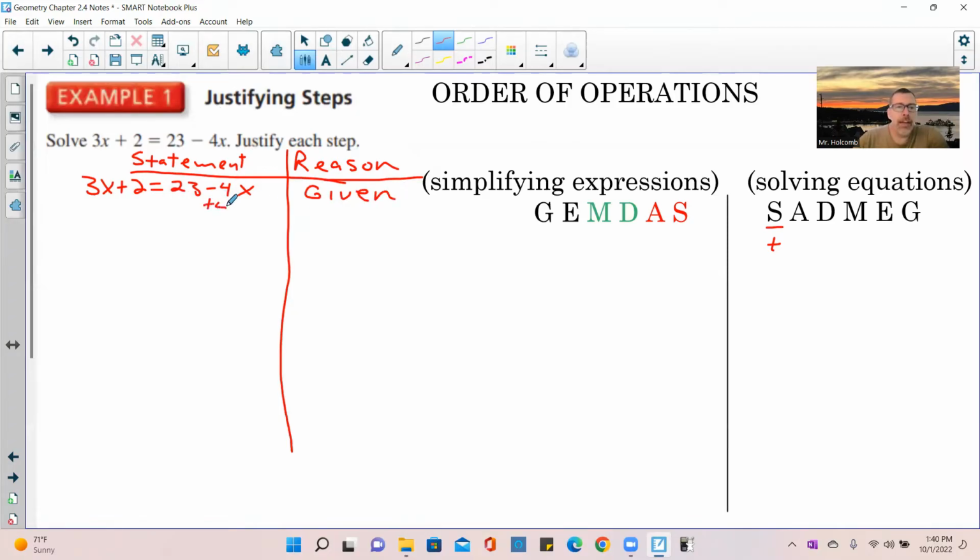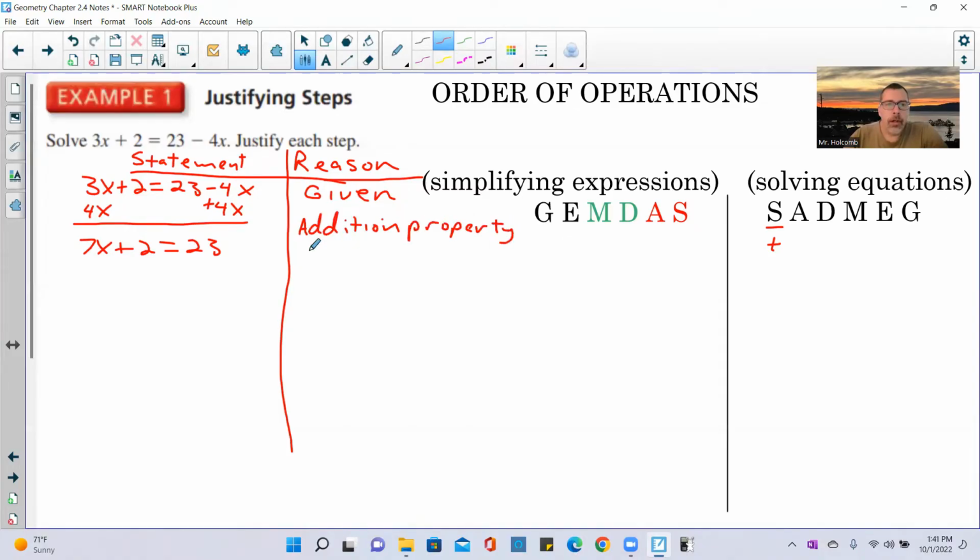So then when I add 4x to both sides, like I've already shown you, then I get 7x plus 2 equals 23. The reason for that is the addition property of equality. Okay, what you do to one side, you do to the other. So that is the addition property of equality.